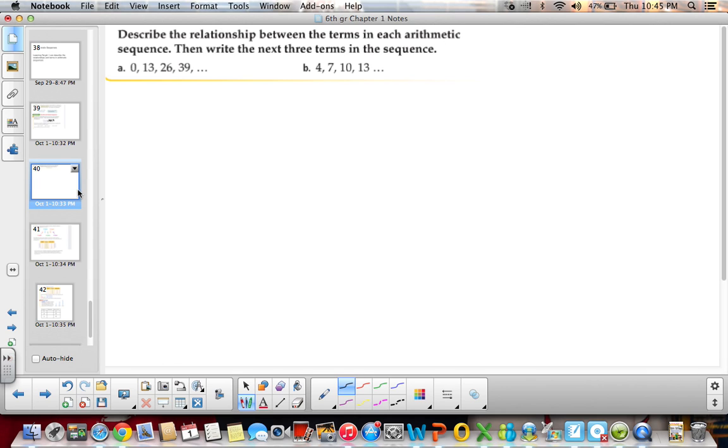Okay, describe the relationship between the terms in each arithmetic sequence, then write the next 3 terms in the sequence. So I want you to do A and B, so pause me. I tried to draw a straight line. That does not look like a straight line, but do A and B. So we can see that we are going up by 13 every single term. So we're adding 13.